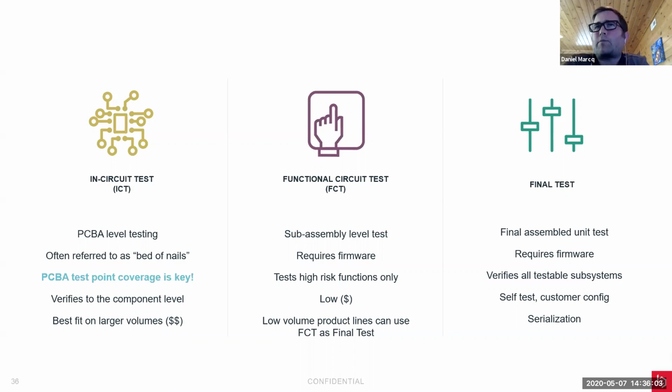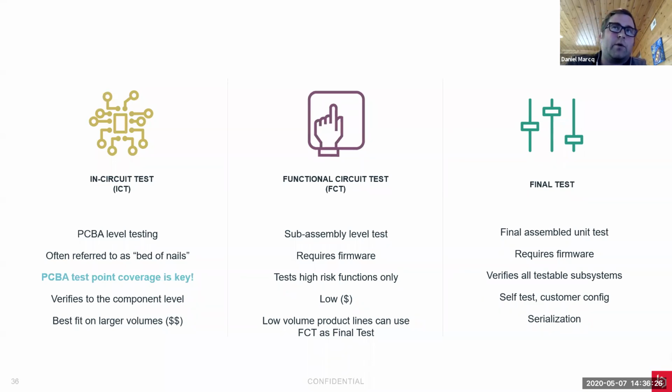Final test. This is the final assembled unit. It does require firmware. It does require a lot of software, depending on what you do on your lines. These can be automated. They can get really complex. Imagine you're at an automotive company. These would all be automated fixtures at the end of the day. My experience with high volume manufacturing is that they were all automated on my lines.